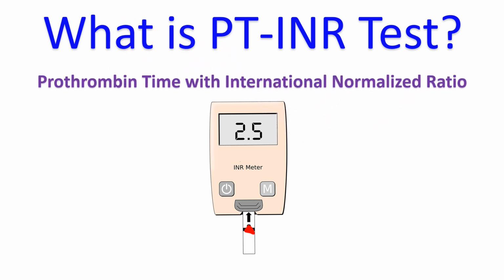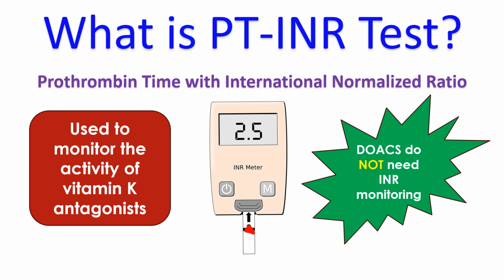INR is short for International Normalized Ratio of Prothrombin Time. It is also called PT-INR. INR monitoring is used to monitor the dosage of vitamin K antagonists like warfarin.